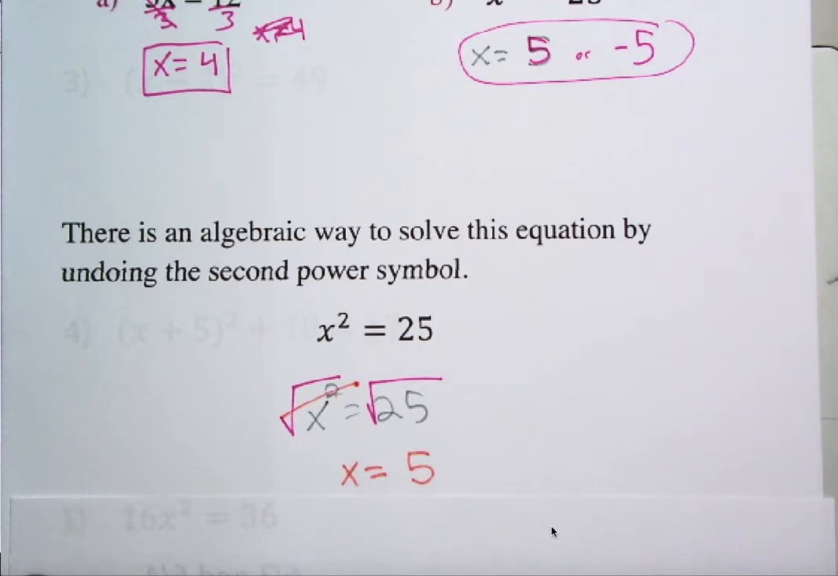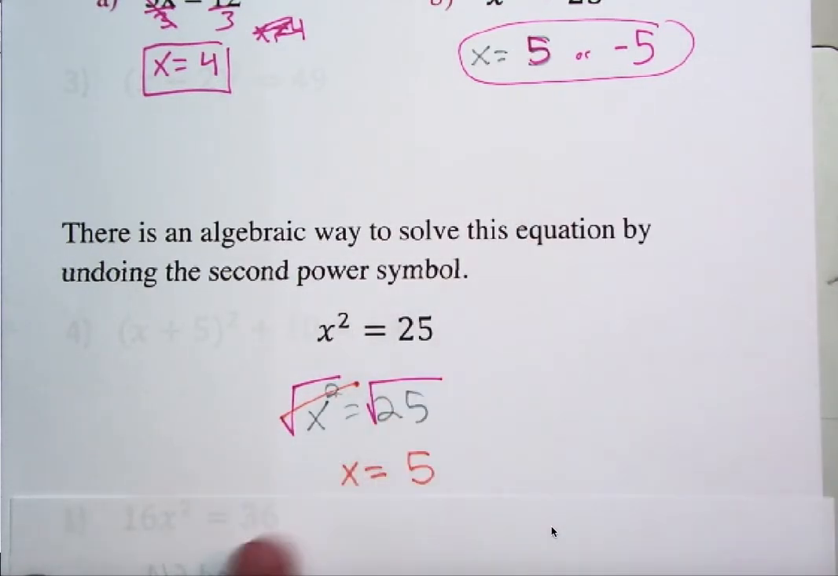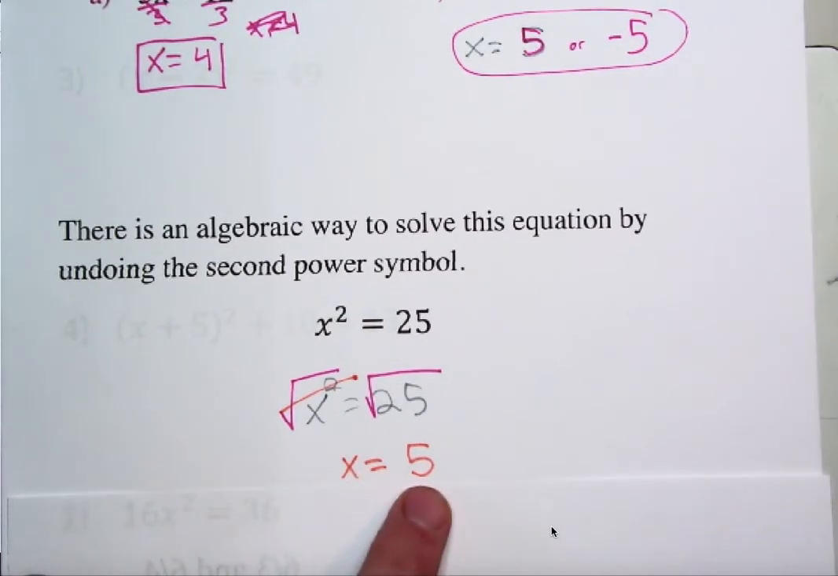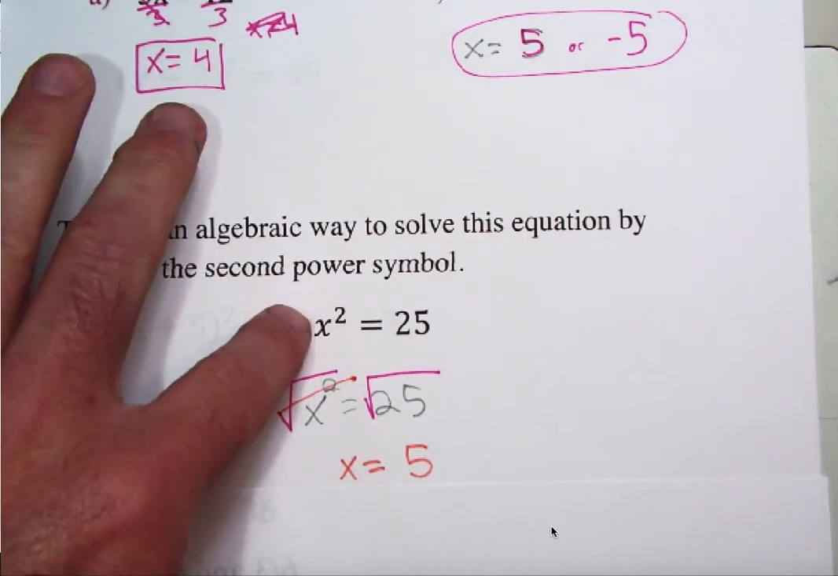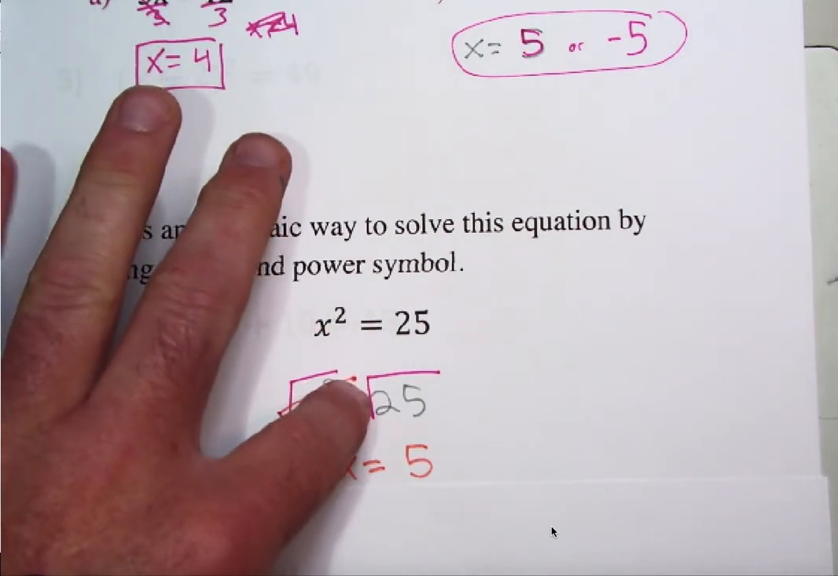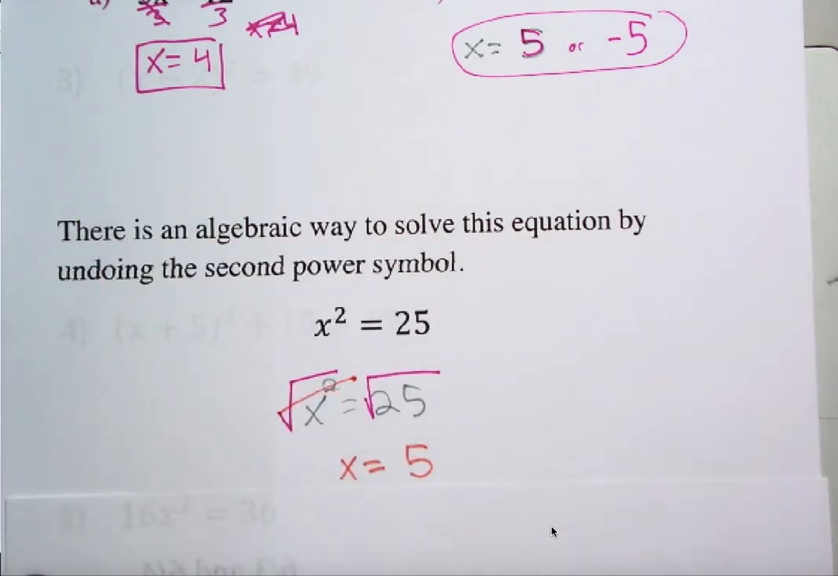Oh, wait, though. We found that it works for 5 or negative 5. When we take the square root, we only said 5, but there are two answers, right? 5 and negative 5 both will work here. If I take the square root and I only say 5, but it's positive and negative 5.